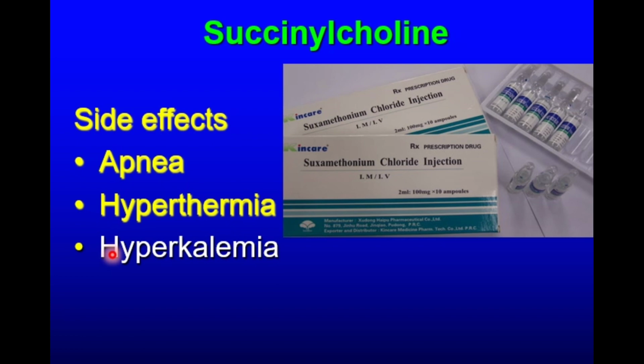Hyperkalemia is due to release of potassium ions from muscles. It is not significant in normal individuals, but in patients with trauma, especially burns and injuries causing muscle denervation. Some patients complain about muscle pain after receiving succinylcholine. The cause is not well known, but there is an explanation.